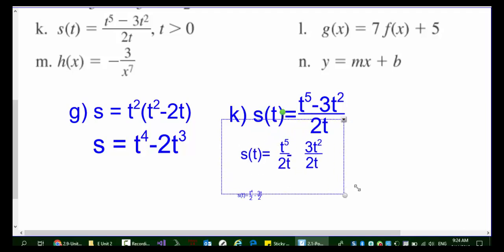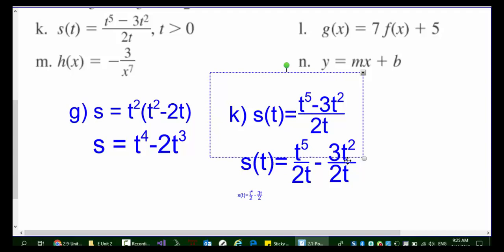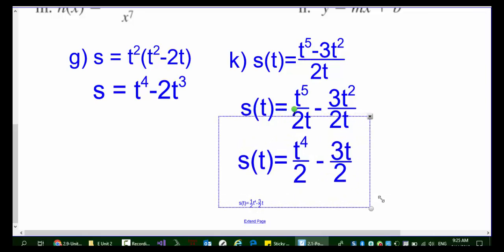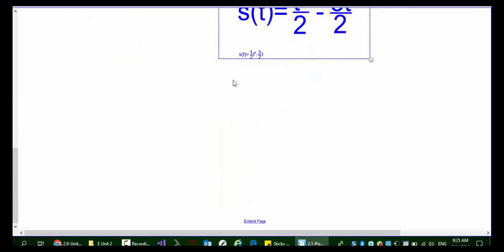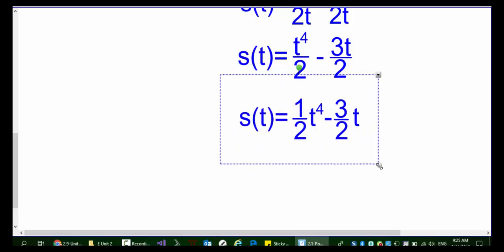Over here, similarly, the division is the issue. So rewrite this in terms of two fractions now. T to the fifth over the 2t minus the 3t squared over the 2t. And then we can simplify each of those into single terms of the form we want. So t to the fifth divided by t is t to the fourth. T squared divided by t is just t. And if we prefer, we can rewrite that as 1/2 t to the fourth minus 3/2 t.